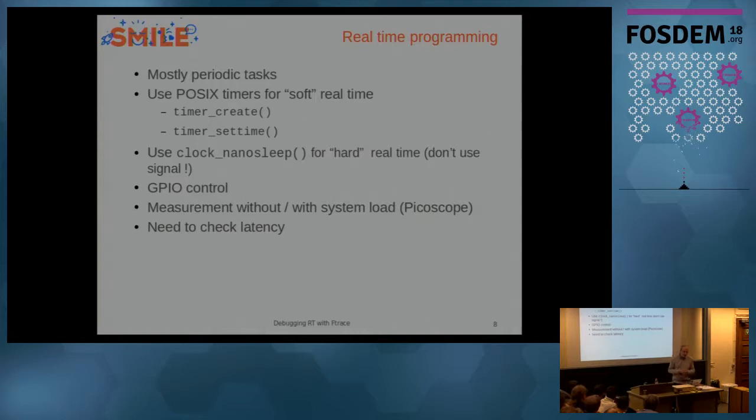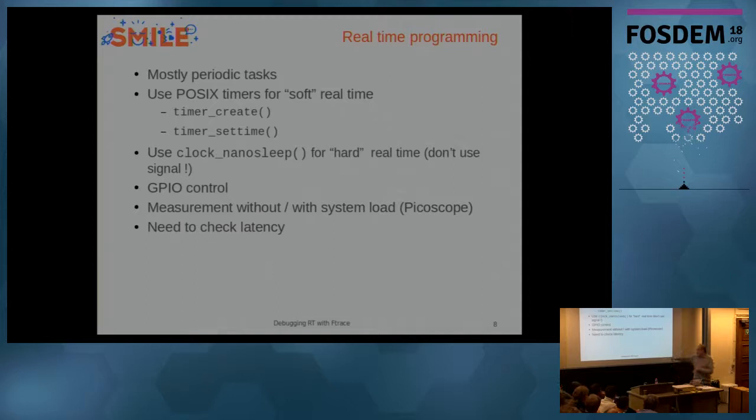Real-time programming is mostly based on periodic tasks. You can use, for example, POSIX timers for soft real-time, such as timer_create and timer_settime, which will generate a signal. The signal is not really real-time, not hard real-time, but it's soft real-time. If you want hard real-time and better results, you can use clock_nanosleep instead. For example, we will see a test with PREEMPT_RT at the end on the Raspberry Pi.